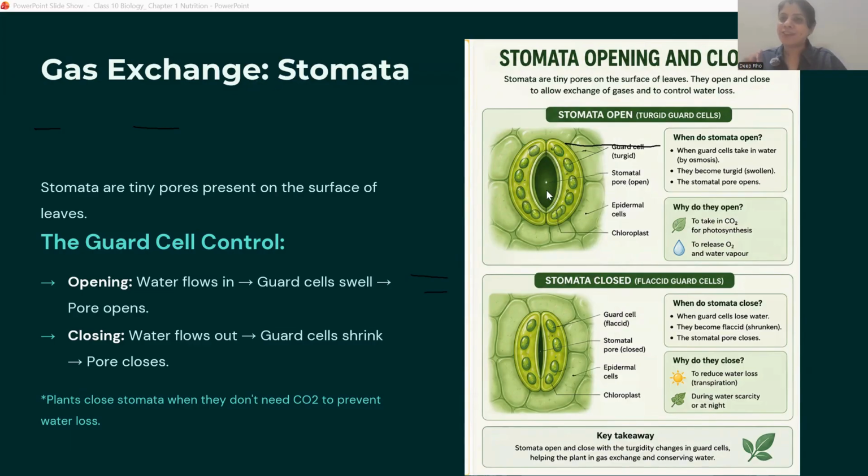These are actually the site for gaseous exchange. Once photosynthesis is performed and oxygen is formed, the oxygen is released into the atmosphere through the stomata. So these are very helpful in gaseous exchange.